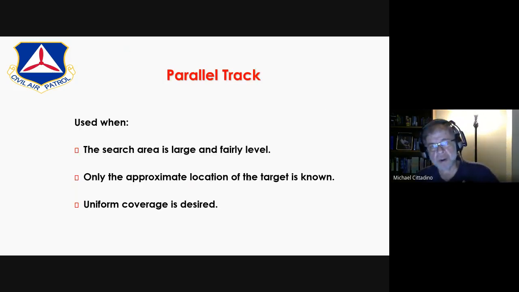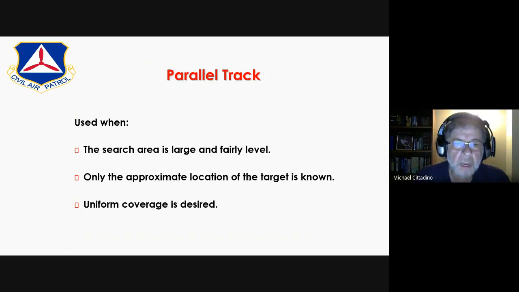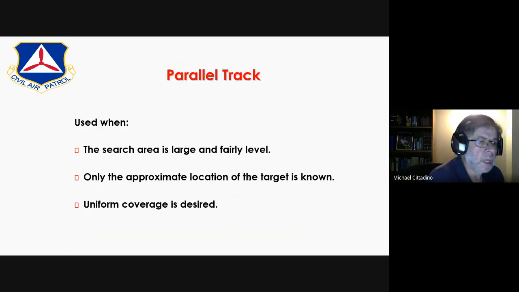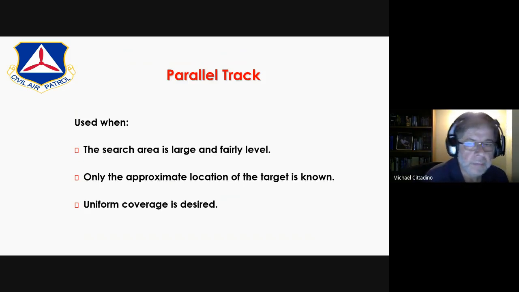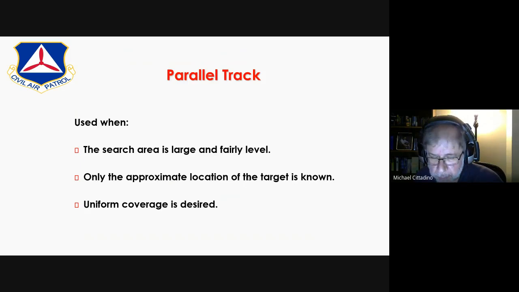The next search pattern is a parallel track, or a grid search. A lot of the searches we run are going to be grid searches. We talked about the CAP grid system, and we broke the system down into 7.5 by 7.5 degree logical squares. Typically when we do CAP searches, we're searching one of those 7.5 degree by 7.5 degree squares.